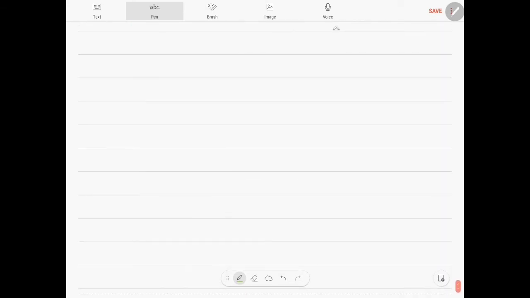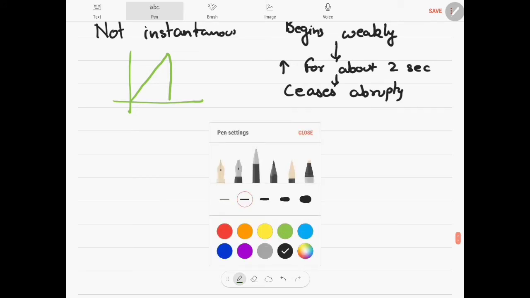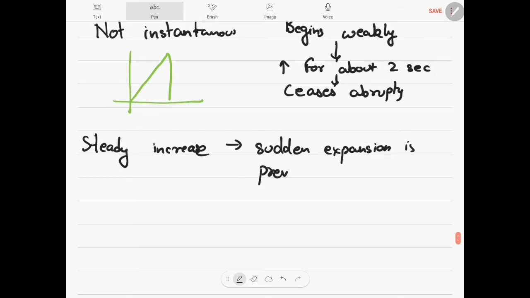So what is the advantage of this? This causes a steady increase and prevents sudden expansion. Sudden expansion is prevented. So the dorsal group is responsible for normal breathing. It does so via ramp signal and it prevents sudden expansion of the lung.